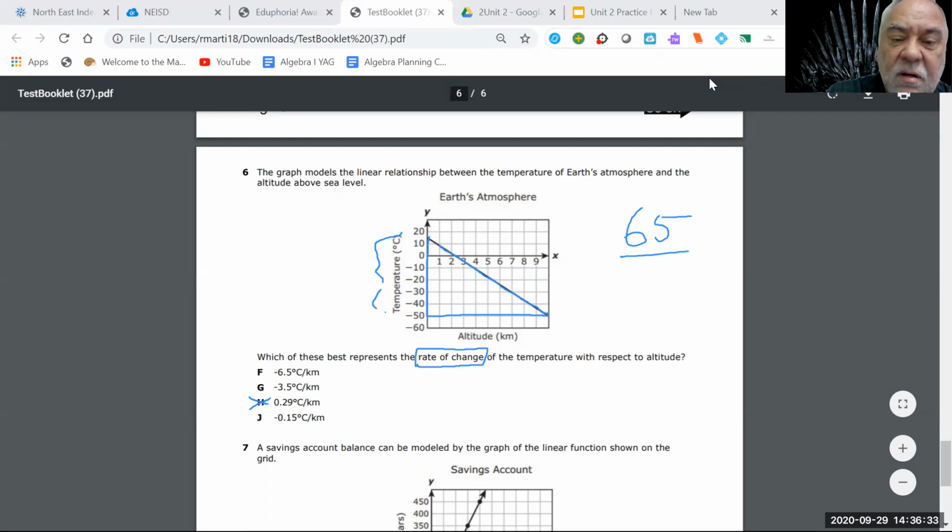And the run, basically from 0 to 10, so it gives you 6.5. But because it leans up and to the left, it's negative 6.5, which is answer F. Okay. Yeah, when you're doing slope, just make a right triangle out of it and then do the rise over the run.